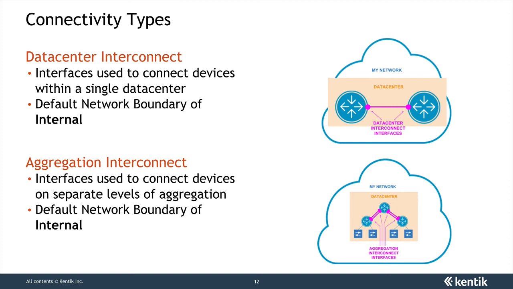Aggregation interconnects are usually applied to a bundle of interfaces between 2 devices that are on separate levels of aggregation, typically found in hierarchical data center switching or routing topologies such as leaf-spine. If there's no need for a specific distinction in this regard, they could alternatively be classified as backbone. Both data center and aggregation interconnects have an internal network boundary by default.